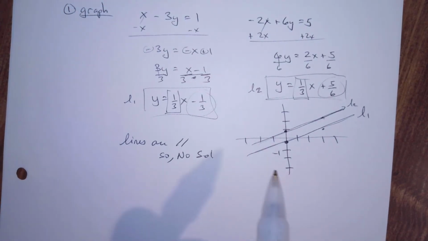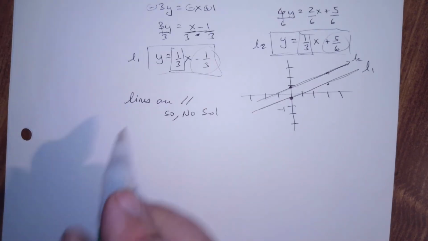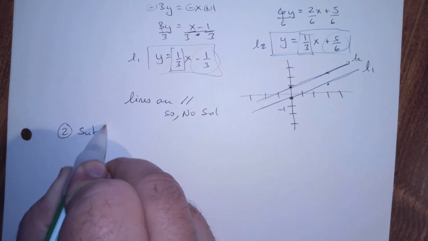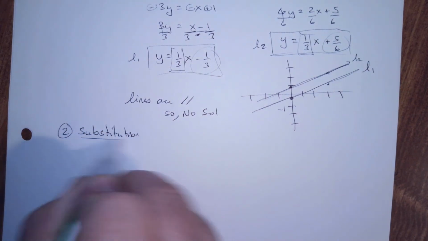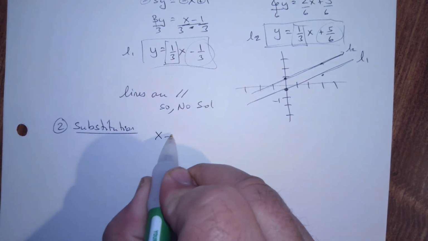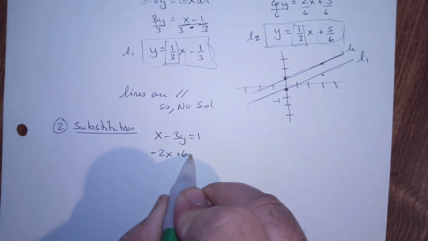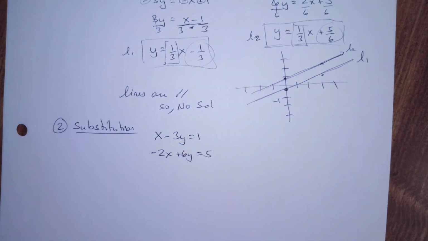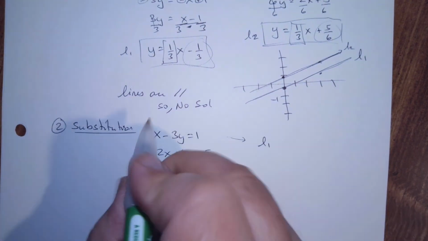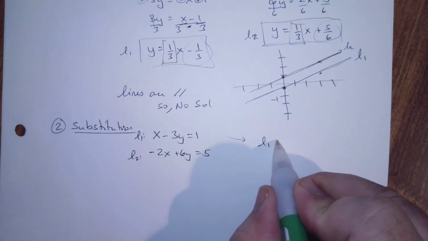Okay, so now we know, since the slopes are the same, even before we have the graph, it's not going to have a solution. So let's look at the second method, substitution. So we have x minus 3y equals 1, -2x plus 6y equals 5. So here I pick the first equation, line 1, because I'm going to solve for x. It's all by itself.